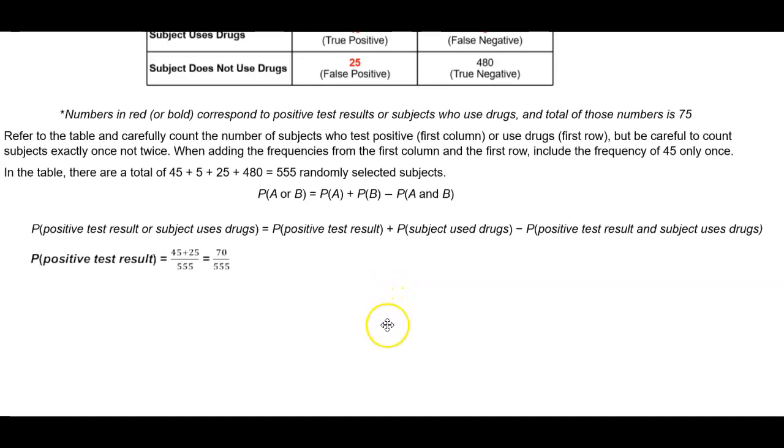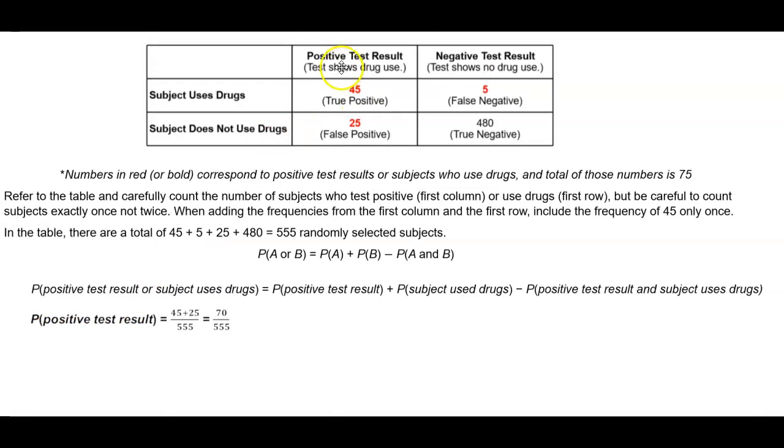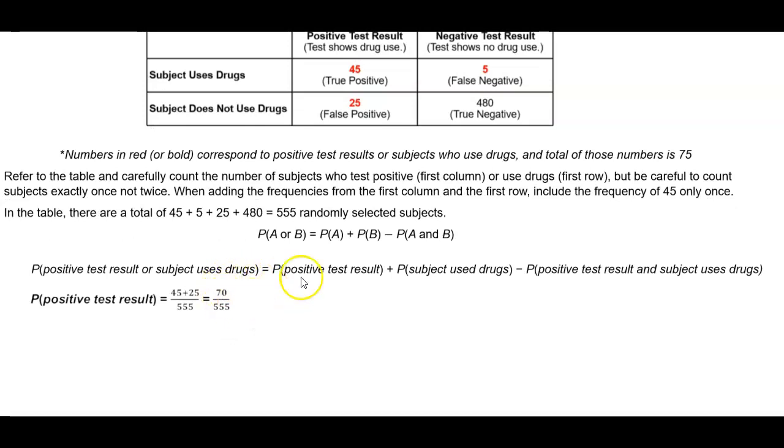Now we first want to identify the probability of a positive test result. Okay, let's go back to the table. The probability of the positive test result is taking 45 and adding 25, because that is the column that represents the positive test result. So 45 plus 25 is equal to 70, and then we divide it by the total of the randomly selected subjects, which is 555.